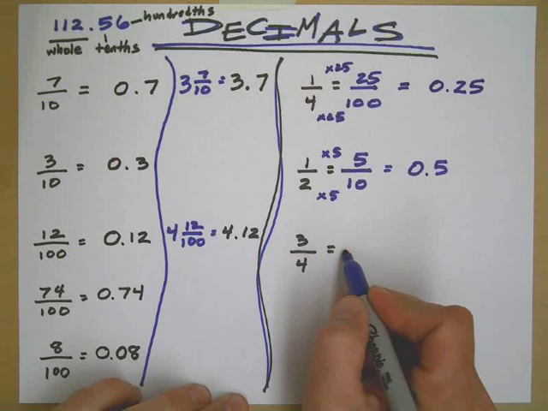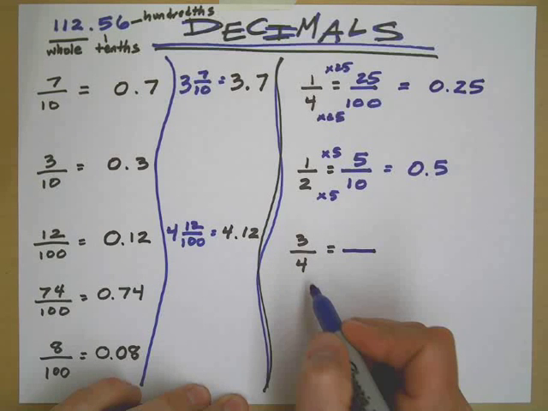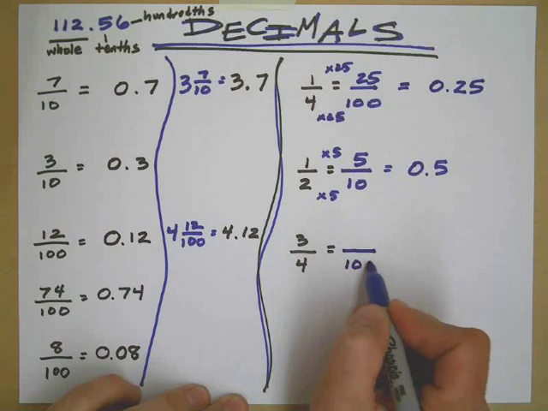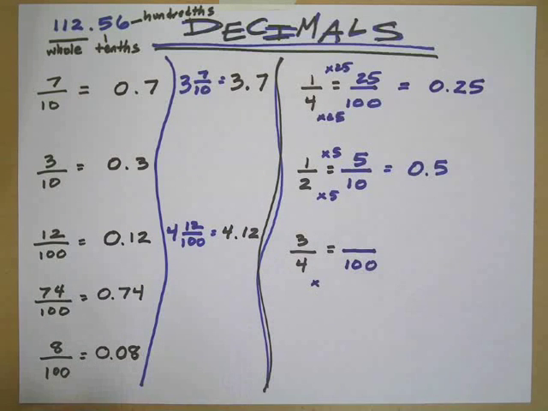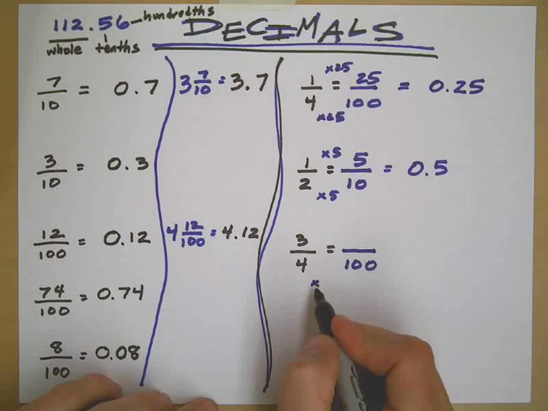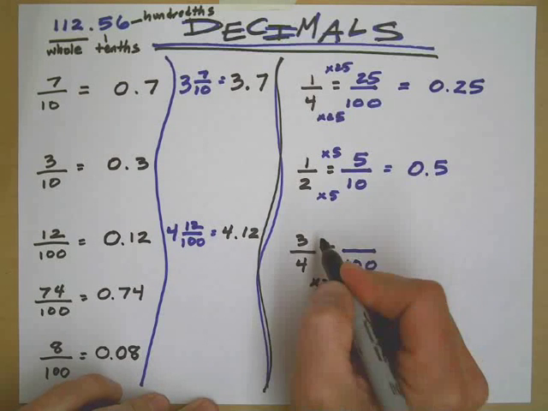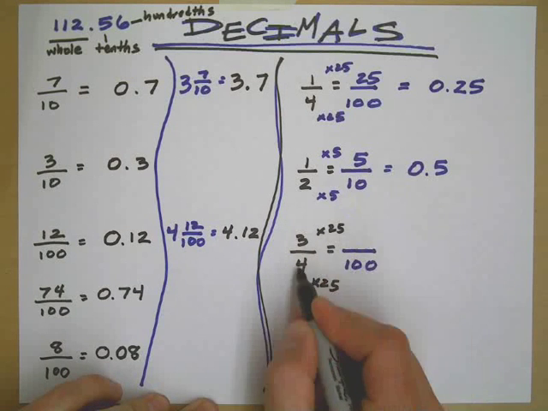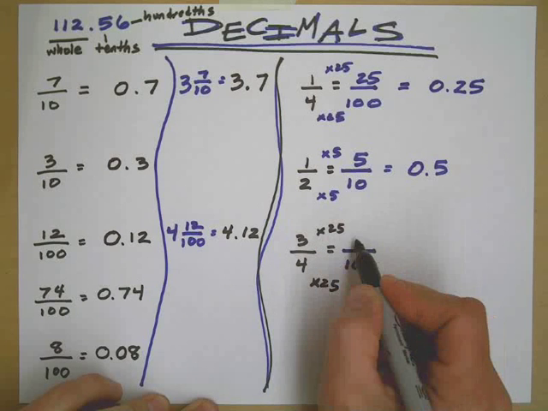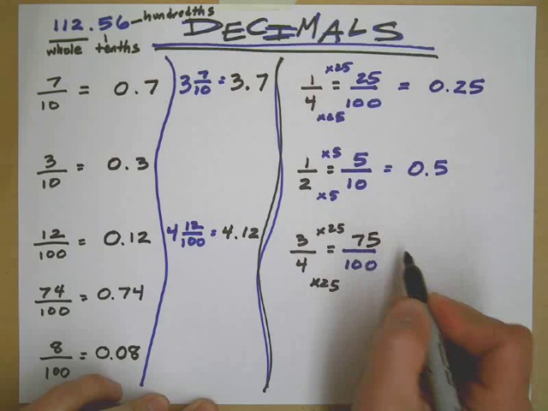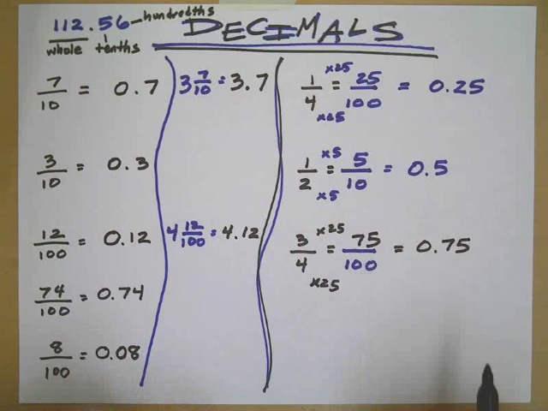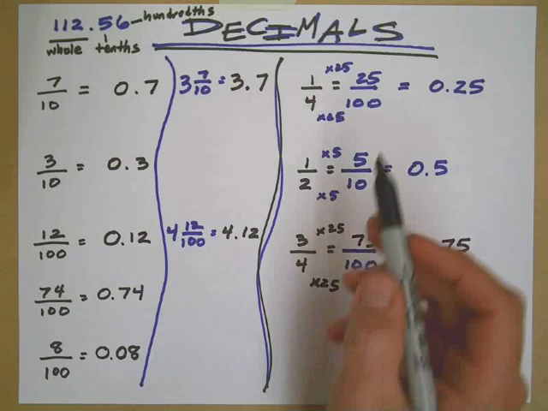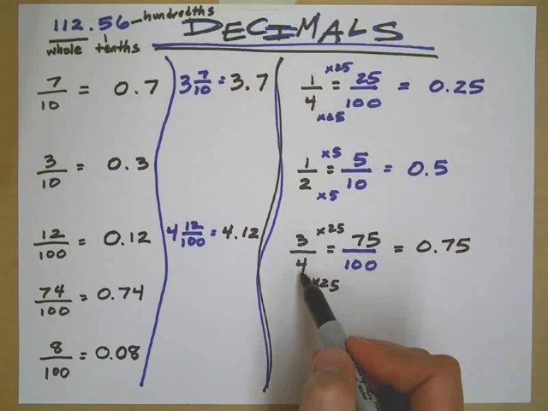Last but not least, 3/4. Again, I can't turn this into tenths, but I can turn it into hundredths. Just like up above, we're going to multiply both of them by 25. 4 times 25 is 100. 3 times 25 is 75. And this can be written as 0.75 or 75 hundredths.